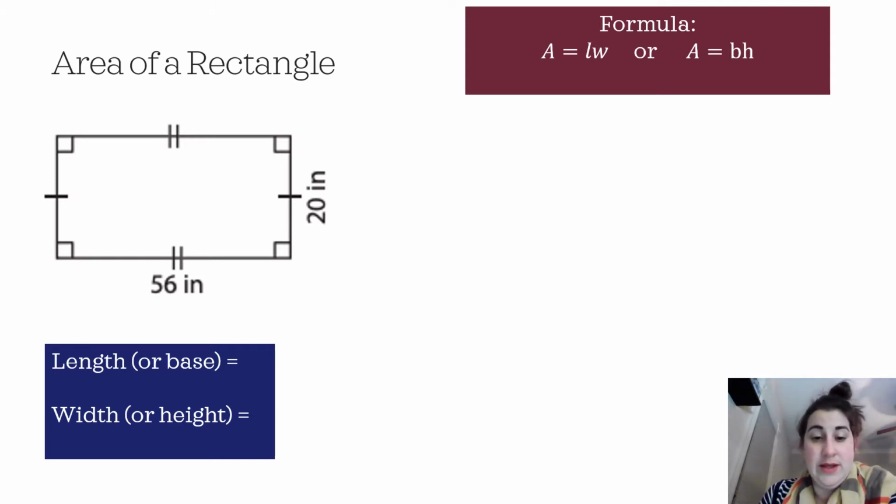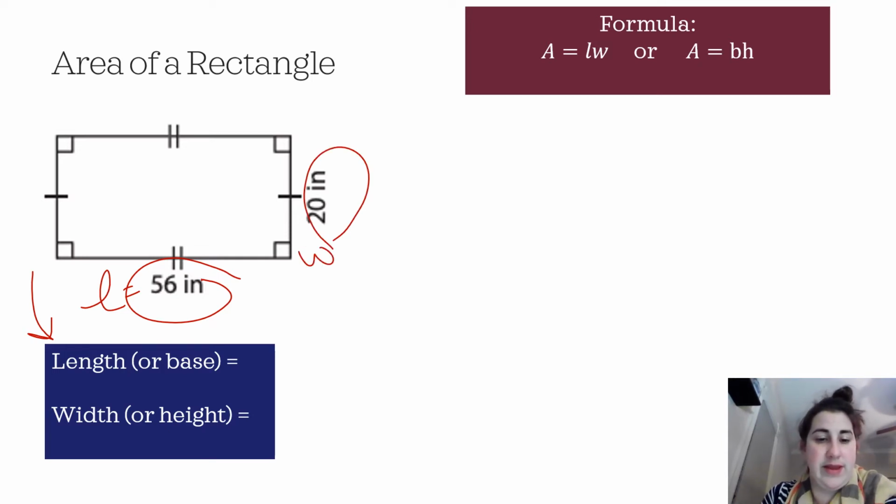Okay. So first things first, I need to find the area of this rectangle. My formula is area equals length times width, or area equals base times height. It's the same thing. So let's identify what we need. My length is 56, and my height or my width is 20.